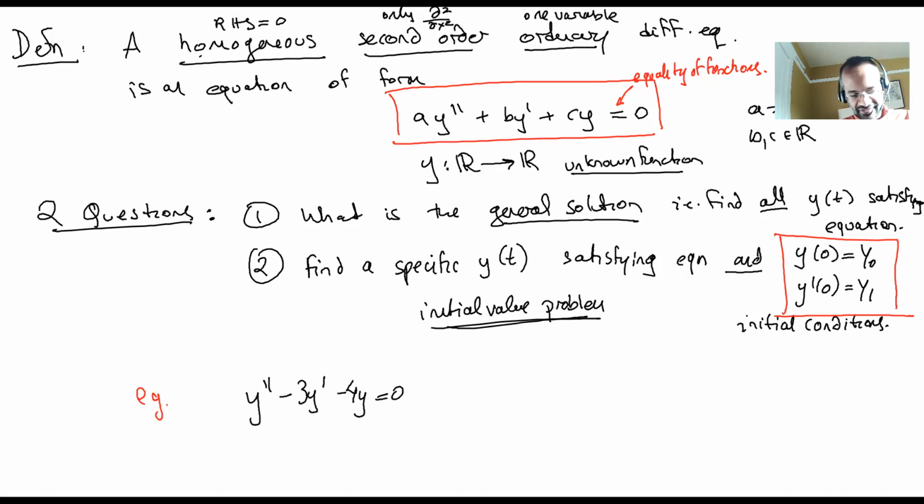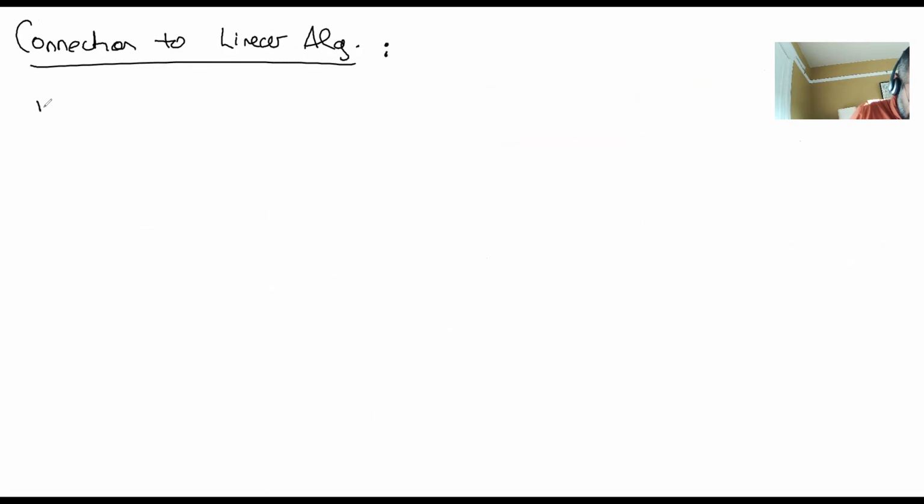Okay, so for the rest of this lecture, I just want to talk about what this has to do with linear algebra. So let's see that. This is why there's one course called Differential Equations and Linear Algebra. So, the connection to linear algebra. The first connection is, let's look at some vector spaces.